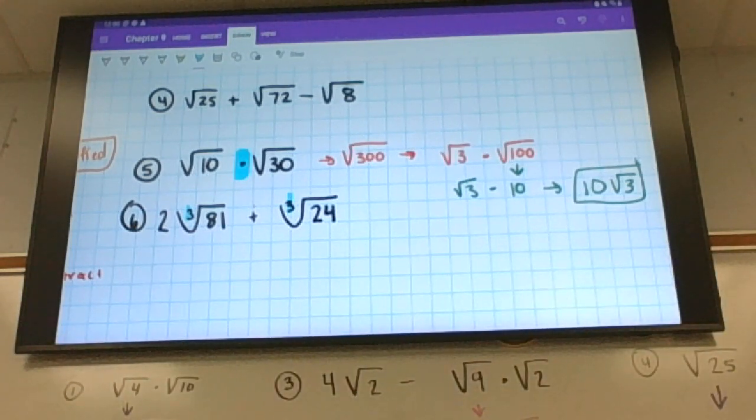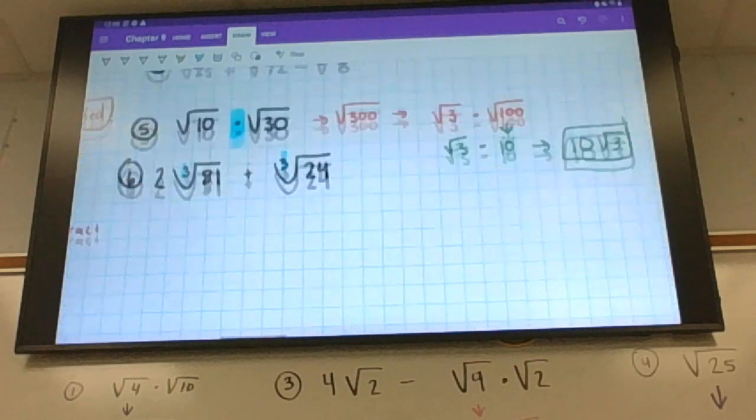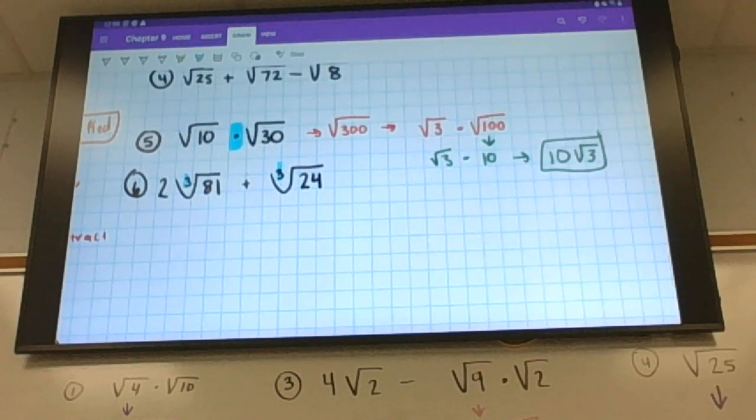I just threw this one in here as another challenge. It didn't have to be too hard. You guys want to skip it? Yeah. Let's skip it. I'm going to show the work, but if you want to skip it, you can.